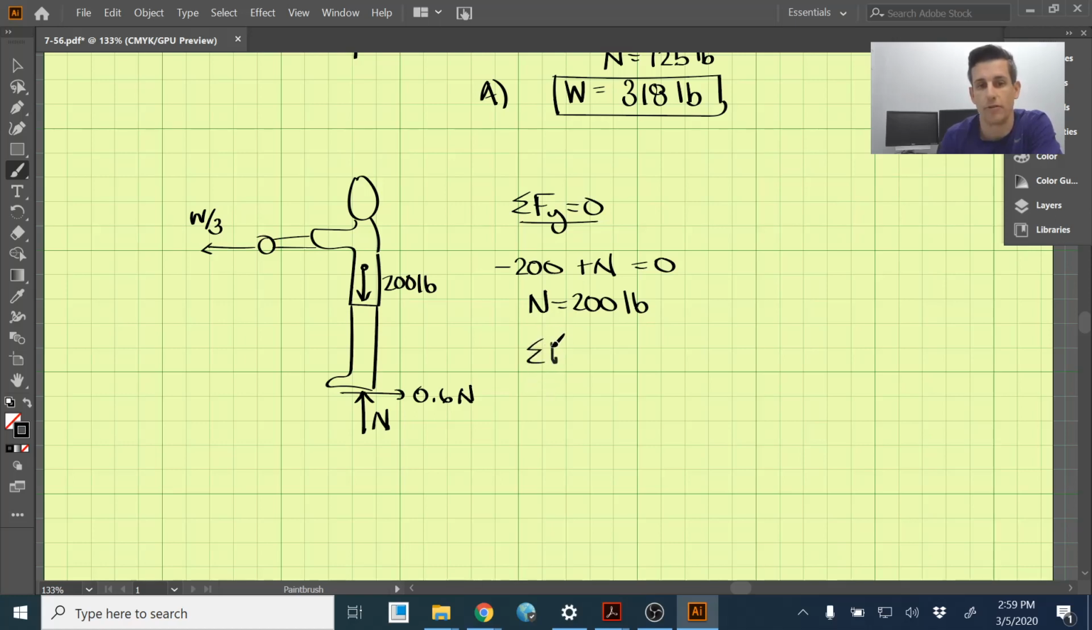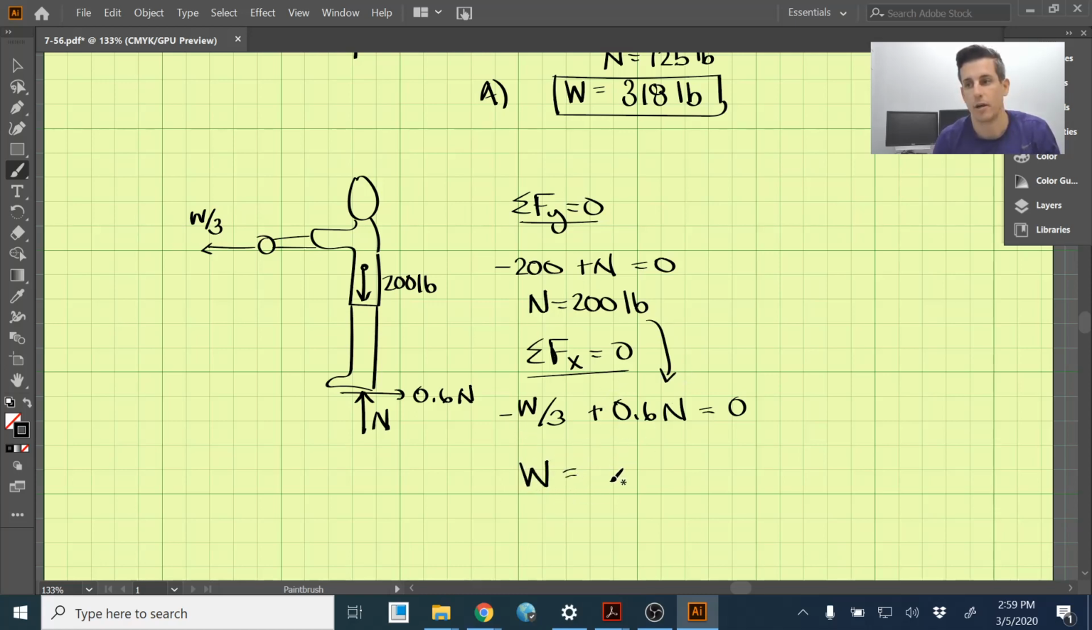So if we sum the forces in the x direction now, we have W over 3, that's negative, plus 0.6 times N equals 0. We've already figured out N here, so we can plug that in and solve for W, and W comes out to be 360 pounds. So actually, this person is able to lift more with that additional pulley that allows the person just to pull horizontal.